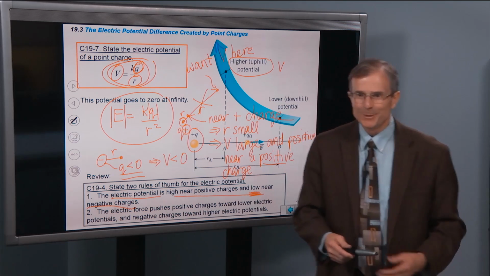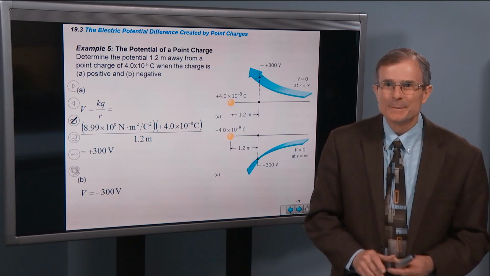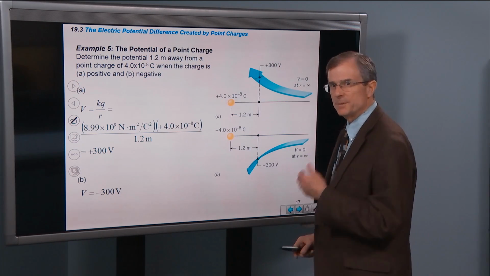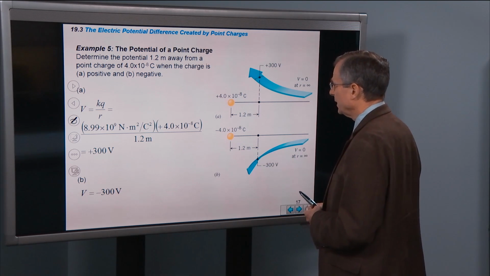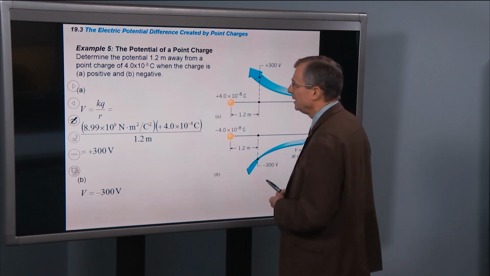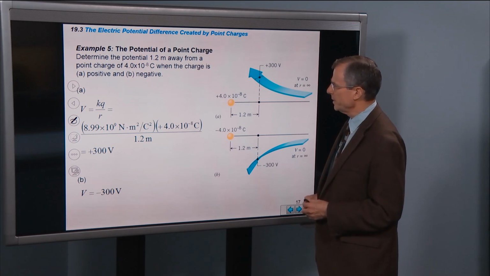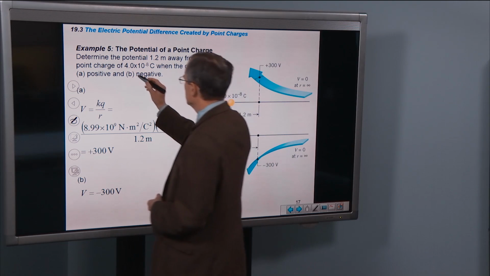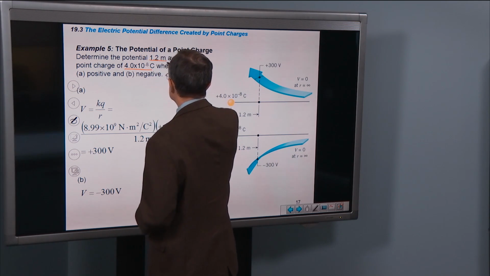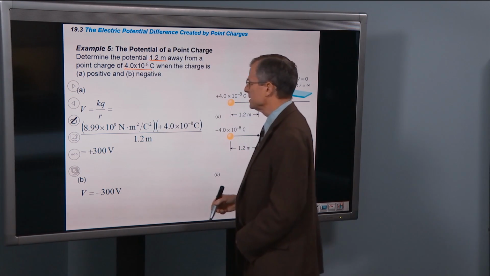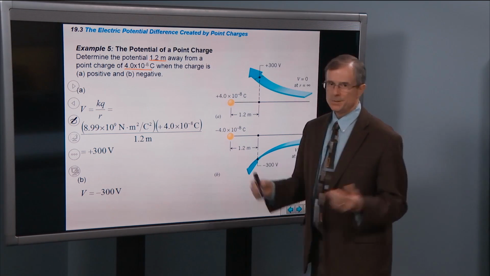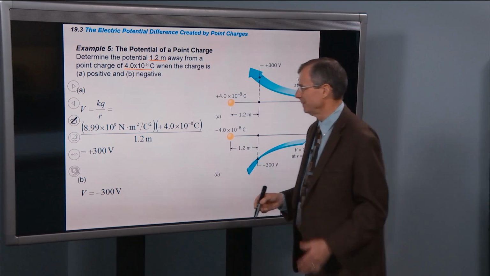Great, I think I beat that one to death. The potential of a point charge. All right, let's do a quick example. This one's not very complicated. Determine the potential 1.2 meters away from a point charge, when the charge is positive and when the charge is negative. This is just plugging in numbers, so it's no big deal.